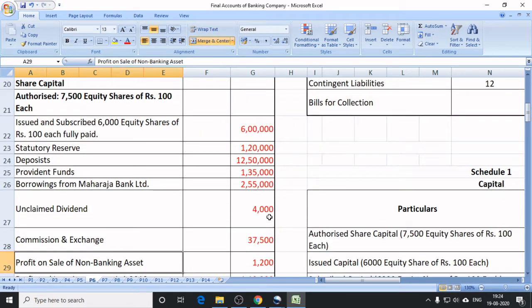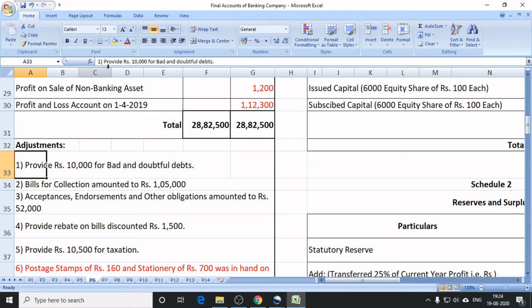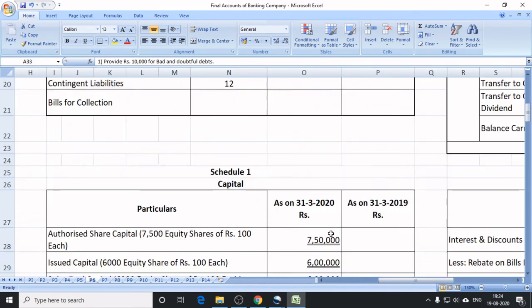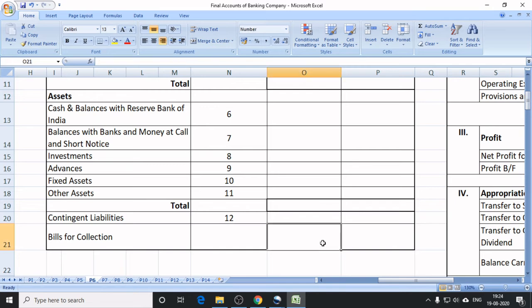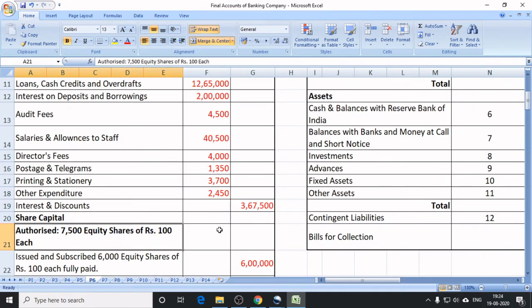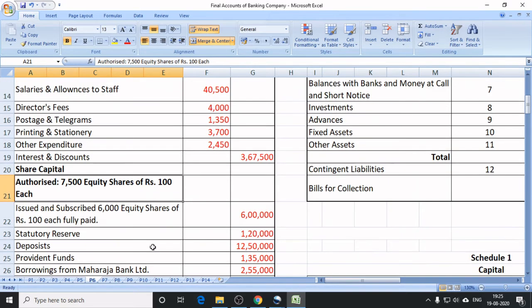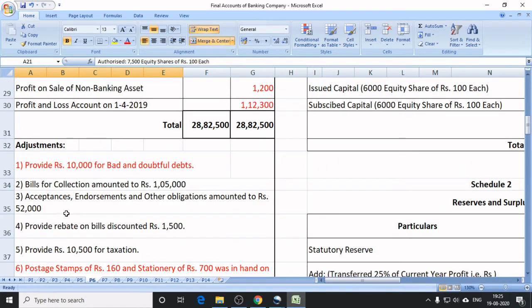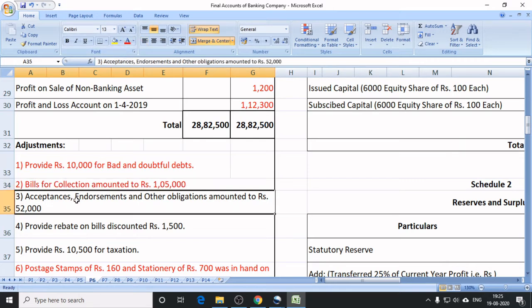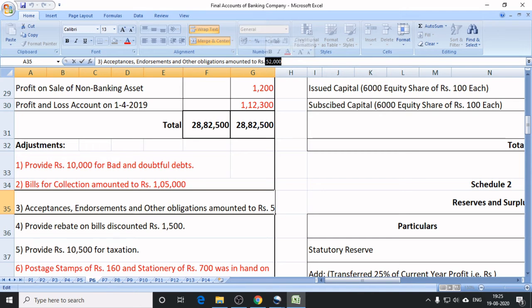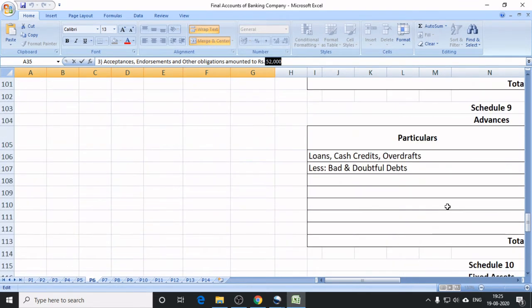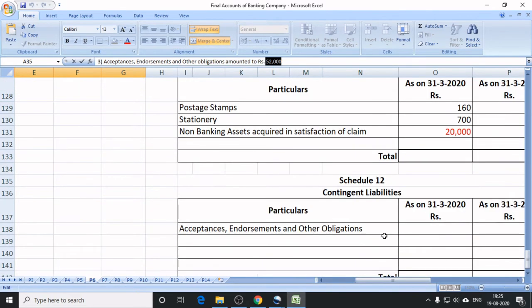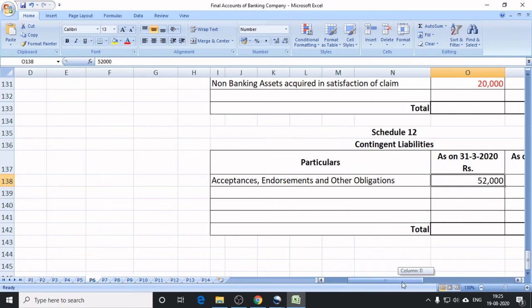Now we are done with this adjustment. Now the next is bills for collection. It is mentioned as a footnote in the balance sheet here, 1,05,000. Okay, bills for collection. If you don't know what exactly bills for collection is, please watch my previous videos, especially theoretical videos where I explained all these terms. The next is acceptances, endorsements, other obligations. The sum is rupees 52,000, and we know that this is a contingent liability. So we have to show it under schedule number 12, 52,000.